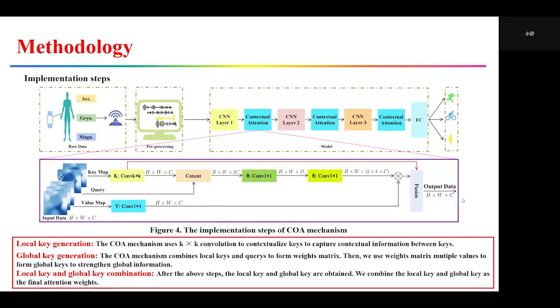Next, in this section, we will introduce the implementation steps of the COA mechanism. Firstly, local K generation. The COA mechanism uses K multiplied by K convolution to contextualize Ks to capture contextual information between Ks. Secondly, global K generation. The COA mechanism combines local K and queries to form a weight matrix. Then, we multiply the weight matrix by values to form global Ks to strengthen global information. Finally, local K and global K combination. After the above steps, the local K and the global K are obtained. We combine the local K and global K as the final attention weights.